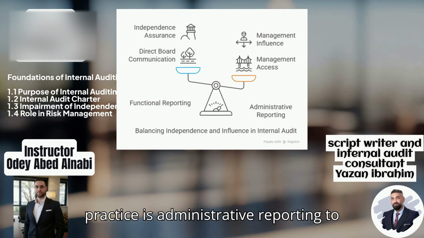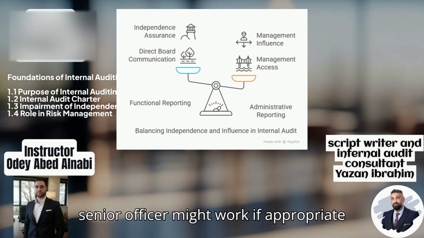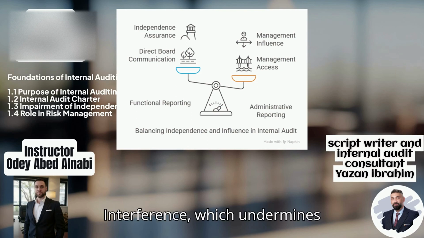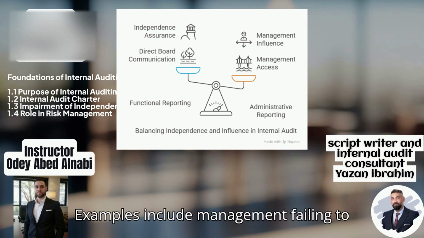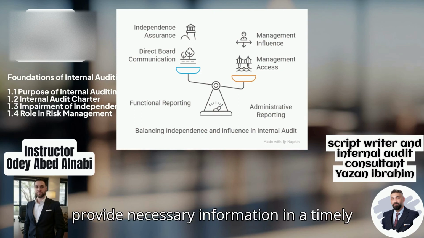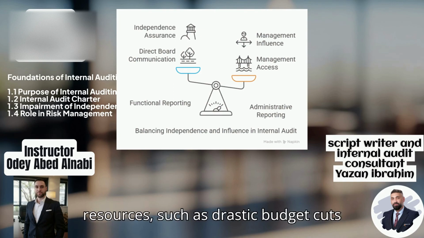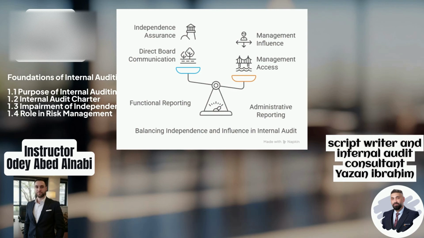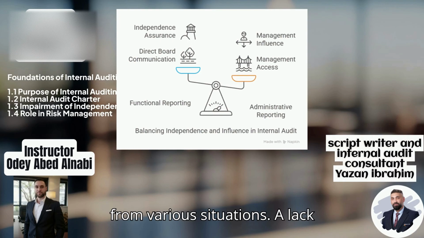The leading practice is administrative reporting to the CEO, though reporting to another senior officer might work if appropriate safeguards are in place. Interference, which undermines independence, can take various forms. Examples include management failing to provide necessary information in a timely manner, restricting access to information, personnel, or even physical locations needed for an audit, or imposing unreasonable limitations on resources, such as drastic budget cuts that prevent internal audit from fulfilling its responsibilities.